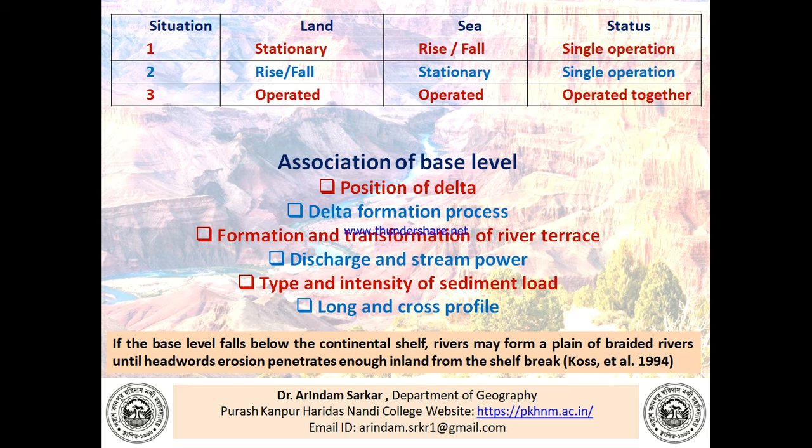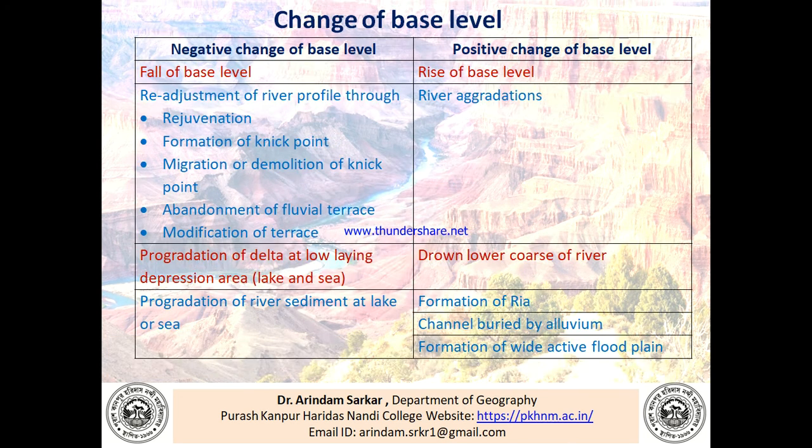If the base level falls below the continental shelves, rivers may form a plain of braided rivers until headward erosion penetrates far enough inland from the shelf break. Now, the changes of base level. The negative changes of base level are associated with the fall of base level.